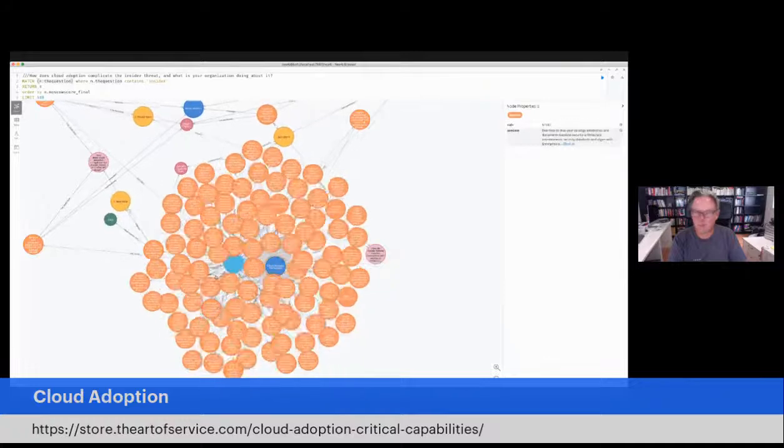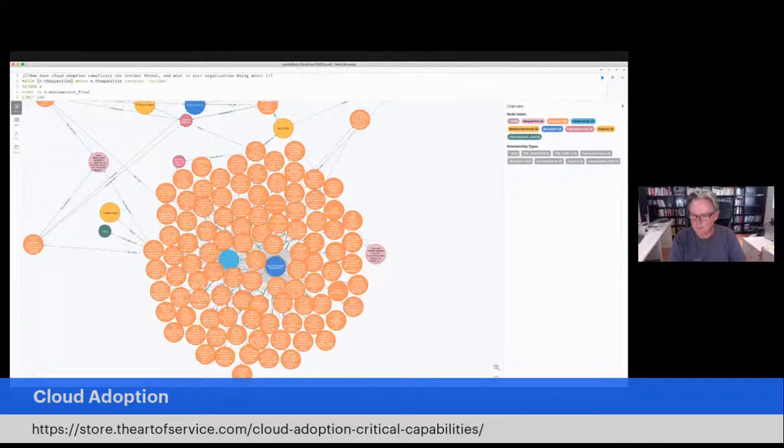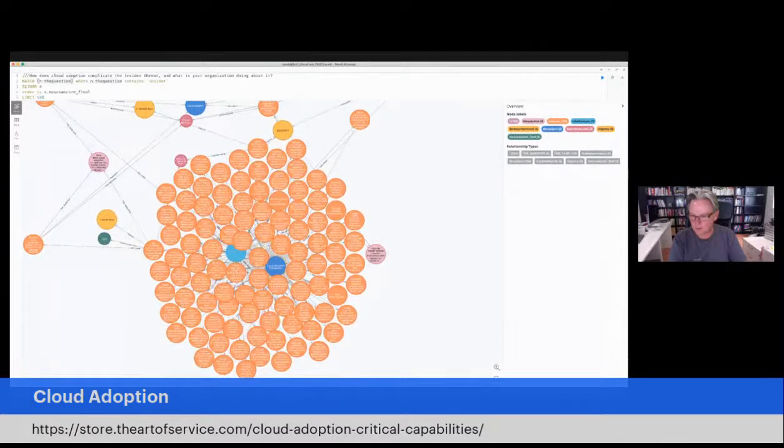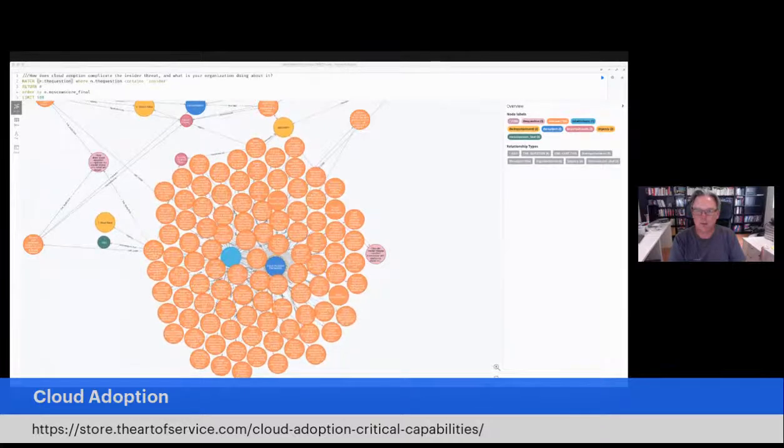Here I had a quick overview and a quick insight of the cloud adoption knowledge graph.